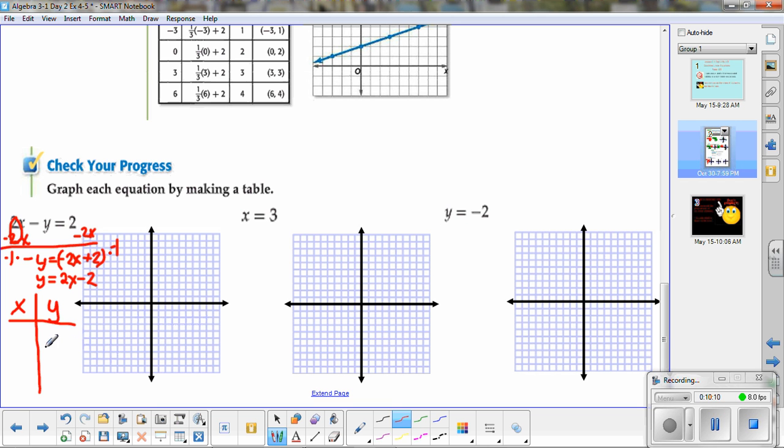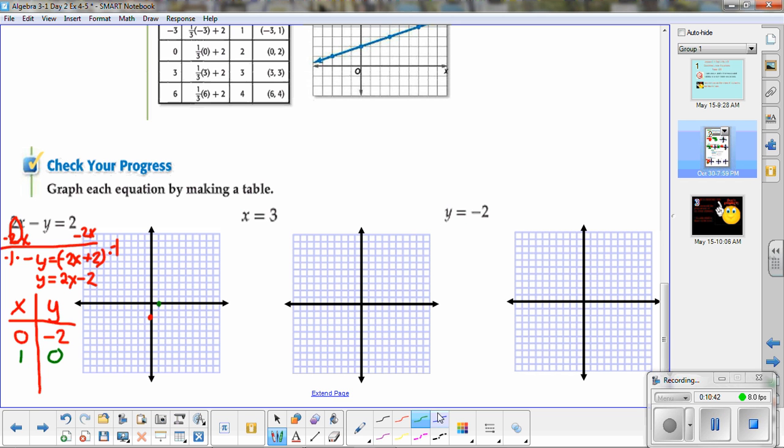Now if I go ahead and plug in some numbers, let's try, for example, 0 for x. 2 times 0 is 0, and 0 minus 2 is negative 2. So we can plot 0, negative 2. So you're going to stay right there and go down 2. Now let's try a 1. If I plug in 1, 2 times 1 is 2, and 2 minus 2 is 0. So I'm going to go to the right one and then stay right there.